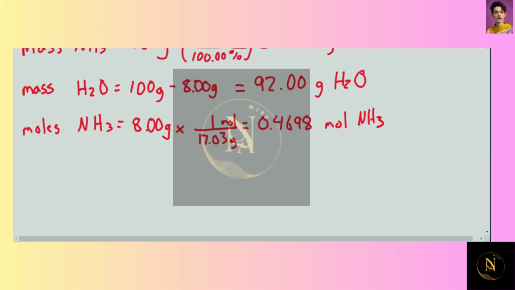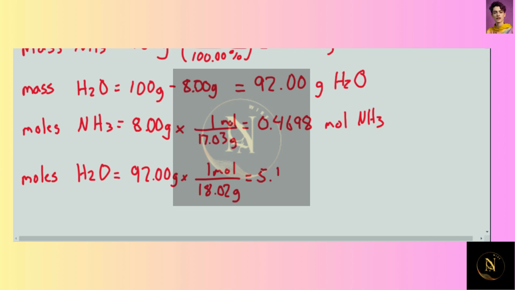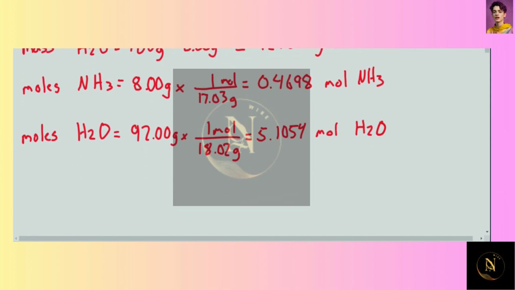We need moles of water, which we'll need for mole fraction. 92 grams is the mass for water. We divide by the molar mass, which is 18.02 grams per mole. And we get a value of 5.1054. I'm not rounding these because we'll round at the end for our final calculation.